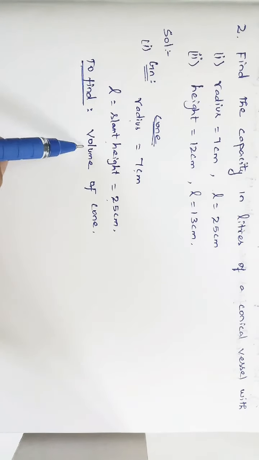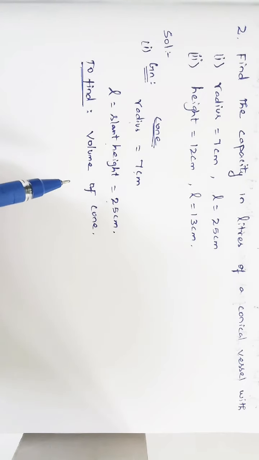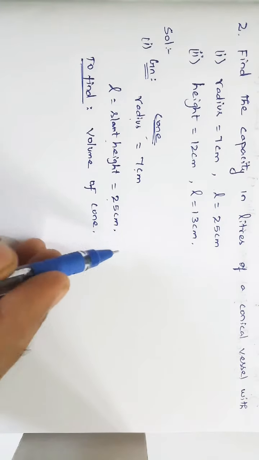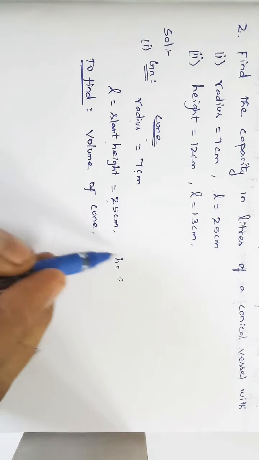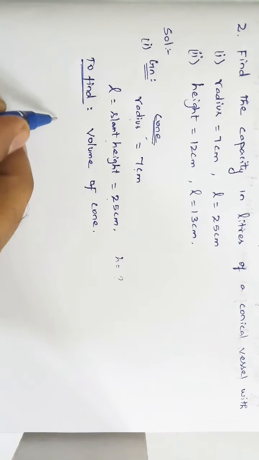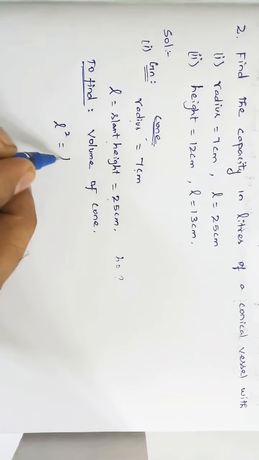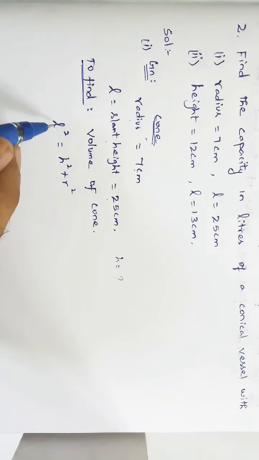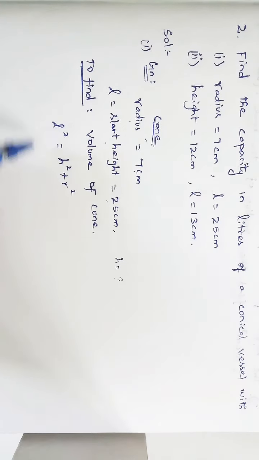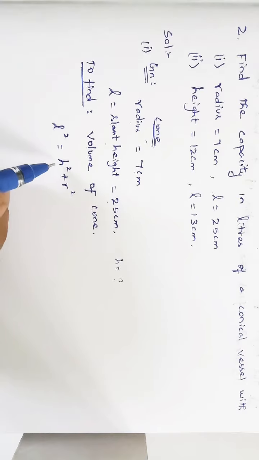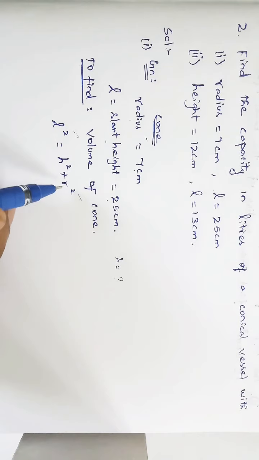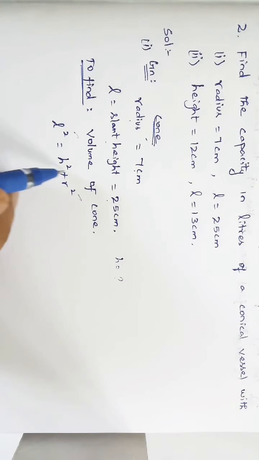So what do we want to find? The volume of cone, which is 1 by 3 pi r square h. But we know the radius, and we don't know the height. So now we are going to find the height. How are we going to find it? Already we know that L square is equal to h square plus r square, right? Slant height square is equal to height square plus radius square. So while simplifying, we'll get the height of the cone. Now we know L square and r square. Just substitute and simplify, we'll get h, right?